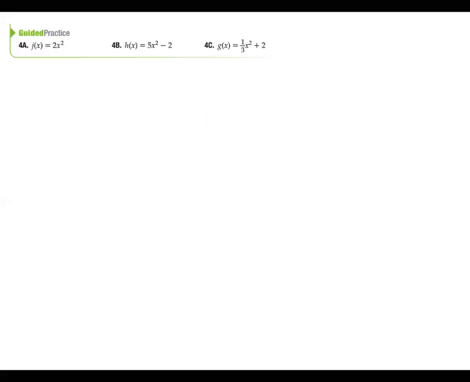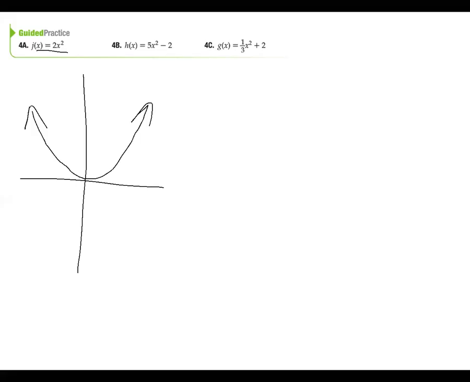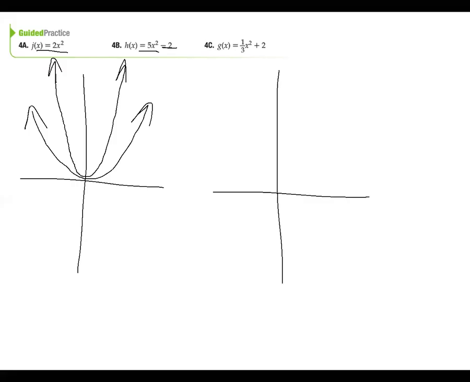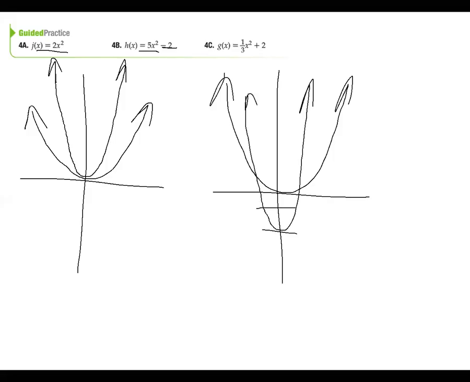All right, we're back. So this one, here's the graph of x squared. And then 2x squared is going to stretch it vertically, not compress. Okay. 4b is going to be stretched vertically by a factor of 5 and then shifted down 2 units. So here's x squared, and then it's going to be stretched up.